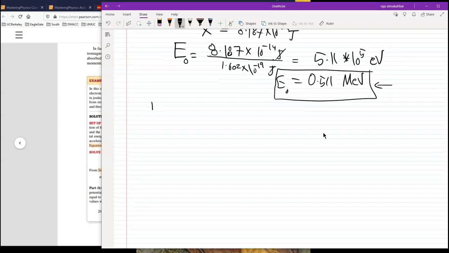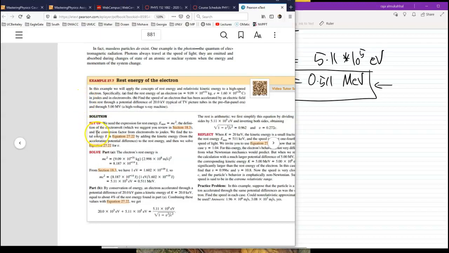Now we come to part B. He says in part B, find the speed of the electron, the velocity, that has been accelerated from rest through a potential difference of 20 kilovolt. And then later with 5 megavolt. Well, let's just do the 20 kilovolt.